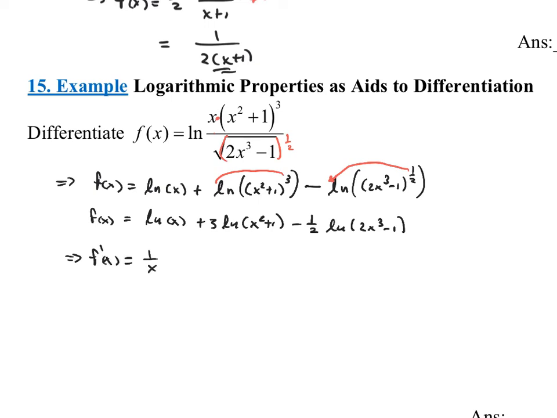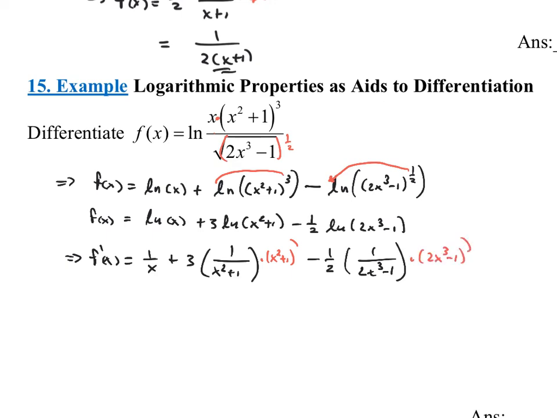So this tells me that f prime of x equals, well, the derivative of the natural log of x is 1 over x. The derivative of 3 times the natural log of x squared plus 1 would be 3 times 1 over what you see, x squared plus 1. But then we need to multiply that times the derivative of the inside. So we still have to multiply that times the derivative of x squared plus 1. Then we'd have minus 1/2 times the derivative of the natural log of 2x cubed minus 1, which would be 1 over what you see, 2x cubed minus 1, times the derivative of what you see, so times the derivative of 2x cubed minus 1. Well, the derivative of x squared plus 1 is simply 2x, and the derivative of 2x cubed minus 1 is 6x squared.